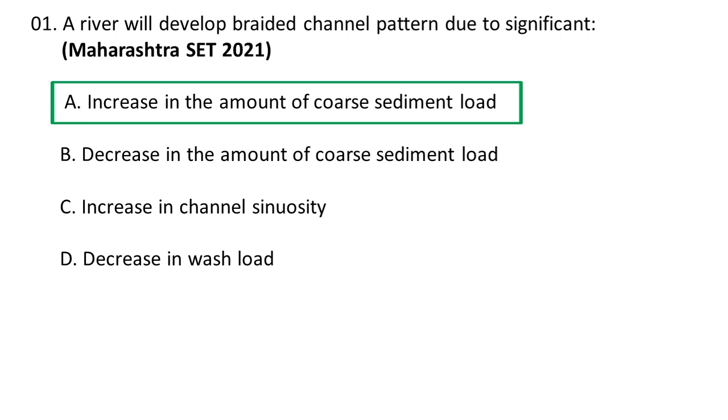A river will develop a braided channel pattern due to a number of factors, and this is also an important factor, like increase in the amount of the coarse sediment load, and it's also known as a large bed load. And a river with a large bed load of sediments is more likely to develop a braided channel pattern. So hence A, increase in the amount of the coarse sediment load, is the correct option.